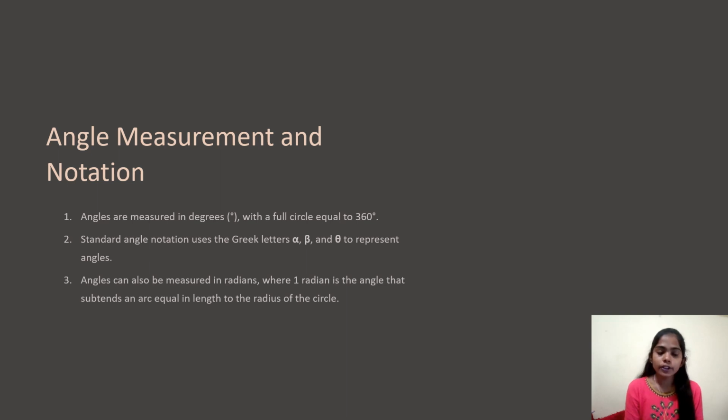Angle measurement and notations. Angles are measured in degrees, with a full circle equal to 360 degrees. Standard angle notations use the Greek letters alpha, beta, and gamma. Theta also represents the angle. Angles can also be measured in radians, where 1 radian is an angle that subtends an arc equal in length to the radius of the circle.